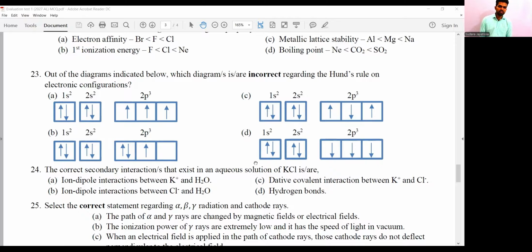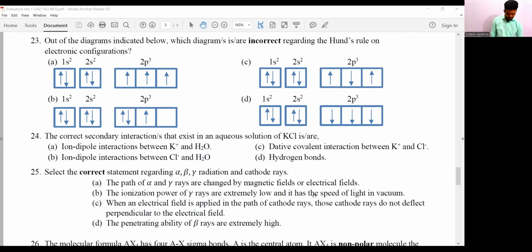And then answer B is wrong. Why is B wrong? First, electrons are filled to maximize the spin in the same direction. That means first, electrons are filled one electron per orbital. One electron per each orbital. Understand? So that's why B is wrong. You must have one electron per each orbital. So B is wrong.